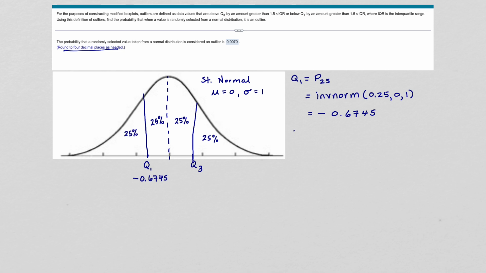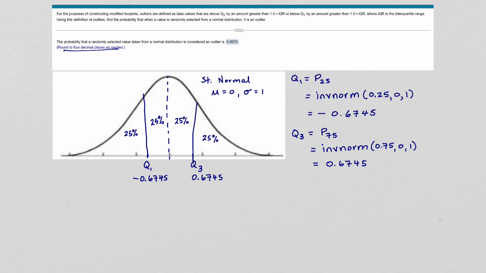And then I can do the same thing for Q3. Honestly, I don't really need to. Q3 is going to be the 75th percentile. I can put this in the calculator. But it's just going to come up with positive 0.6745 because of that symmetry of the normal distribution. Okay, so now we have our 2 quartiles.